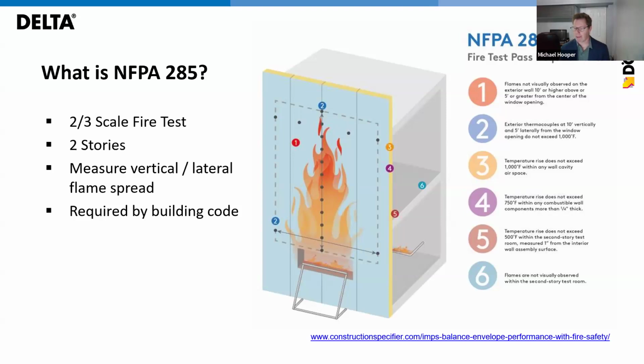So this test was being used more and more frequently. The code eventually adopted it. And when the International Code Council was initially formed, they passed the responsibility for fire testing off to the National Fire Protection Association, which evolved into this standard. Now, the purpose of this test is to measure the vertical and lateral flame spread in a wall assembly. And this is not just on the surface of it, but also within the wall assembly itself. And this is a requirement of the building code.